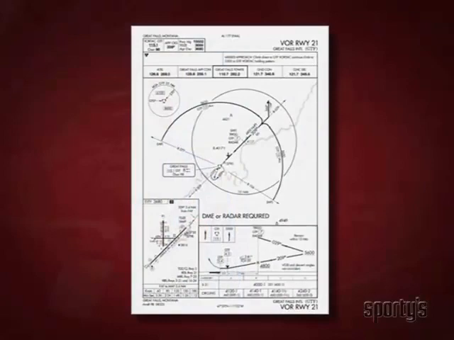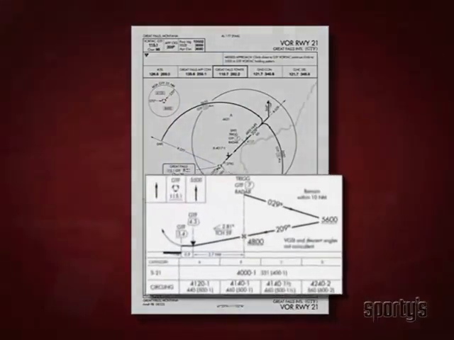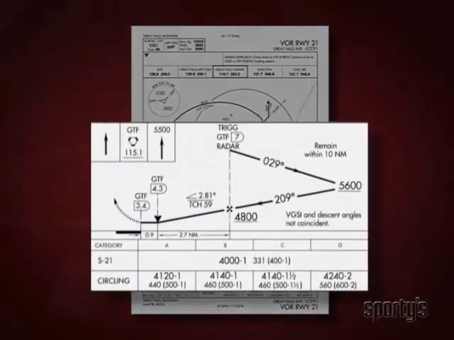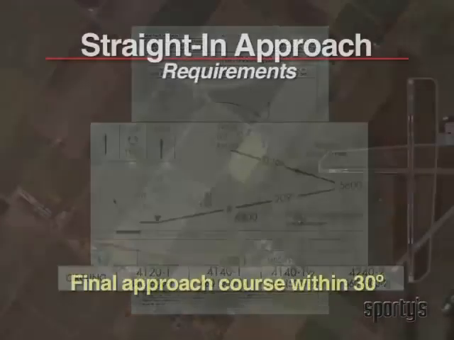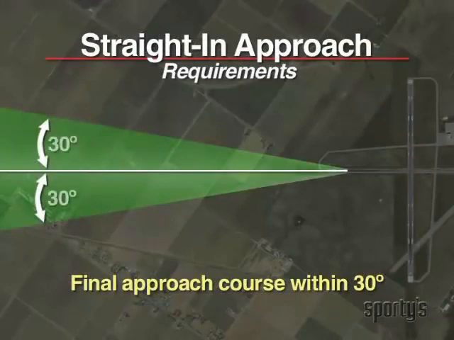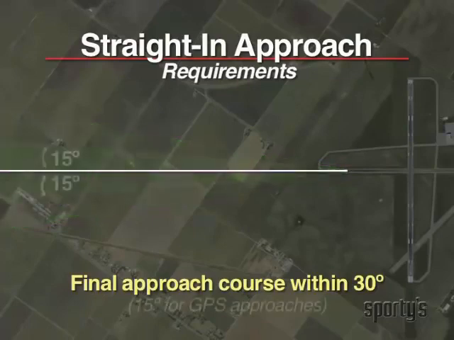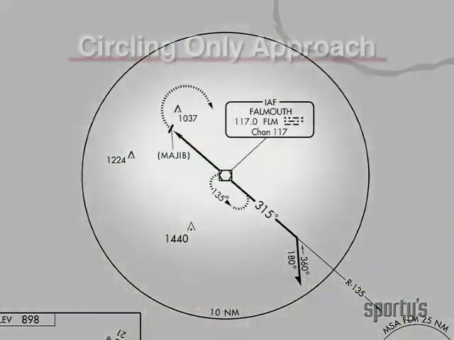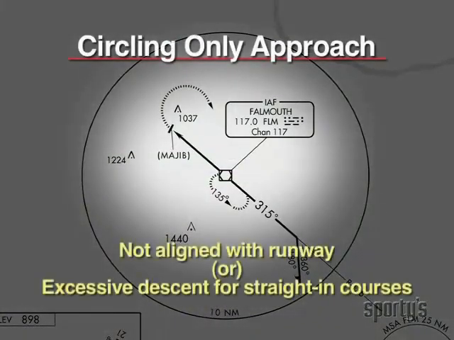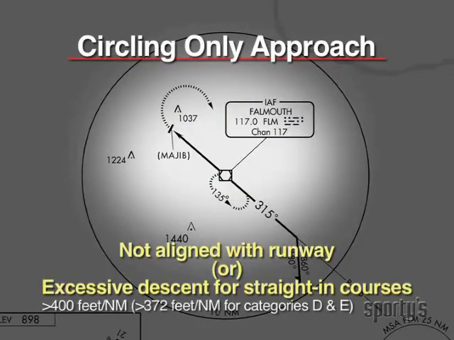The approach chart designates a straight-in landing runway if there is one. Landing on another runway requires circling, and different minimums apply. For a straight-in approach, the angle between the intersection of the extended center line of the runway and the final approach course cannot exceed 30 degrees, or 15 degrees for GPS approaches. A circling-only approach is either not aligned with a runway, or in the case of a few procedures, one where a straight-in would require an excessive descent on the final approach segment.